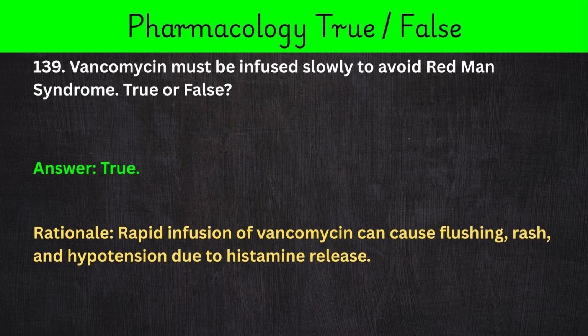139. Vancomycin must be infused slowly to avoid red man syndrome. True or false? Answer: true. Rationale: rapid infusion of vancomycin can cause flushing, rash, and hypotension due to histamine release.